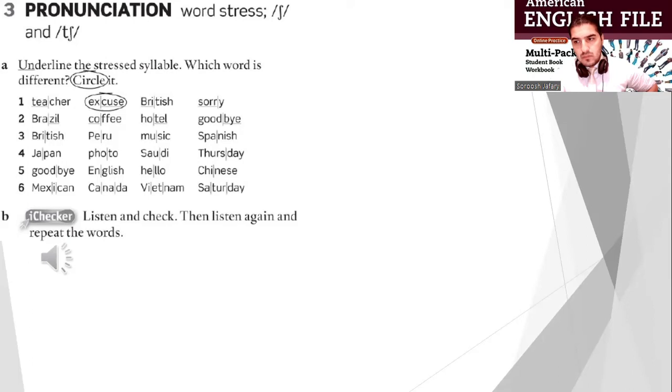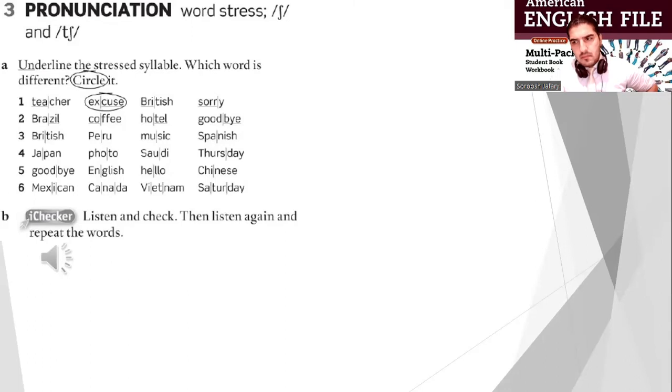2. Brazil. Coffee. Hotel. Goodbye. Coffee is different. 3. British. Peru. Music. Spanish. Peru is different. 4. Japan. Photo. Saudi. Thursday. Japan is different.